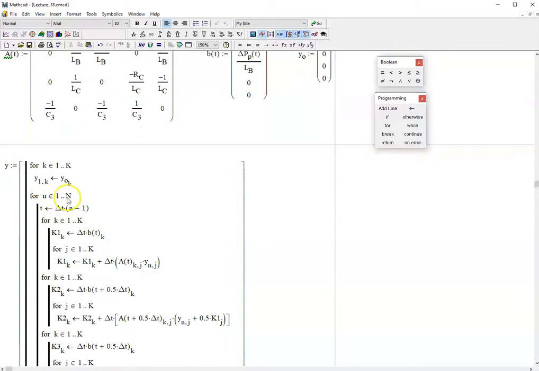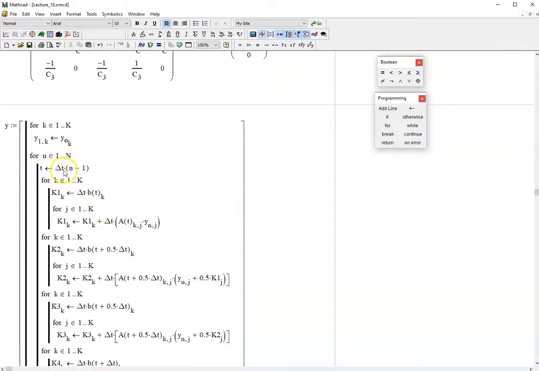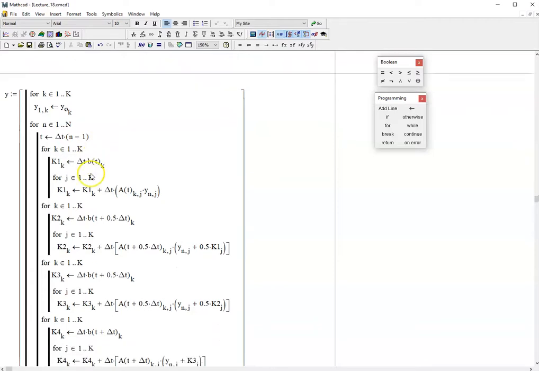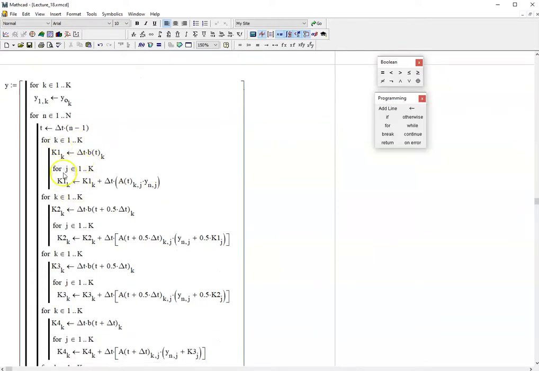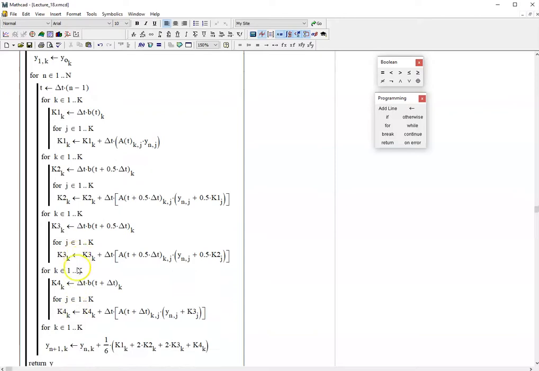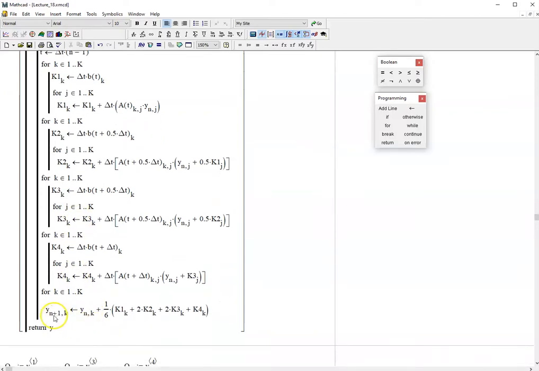Then we loop over all the time steps from 1 to n, letting the time equal delta t times n minus 1, and then calculate the predictors k1 for each of the state variables, and then the correctors k2, k3, and k4, all for each of the state variables. Then we update each column of the solution, from k equal 1 to big K, each state variable, for the next time level, n plus 1, from the previous time level, n, using the combination of predictor and correctors: 1/6 of K1, 2/6 of K2, 2/6 of K3, and 1/6 of K4.